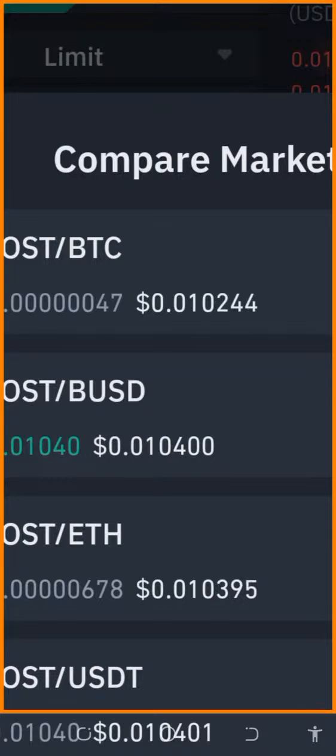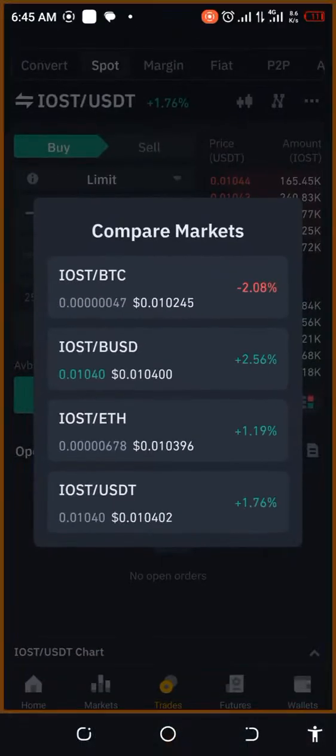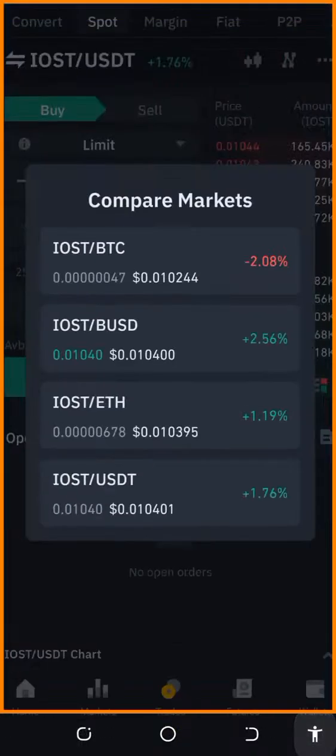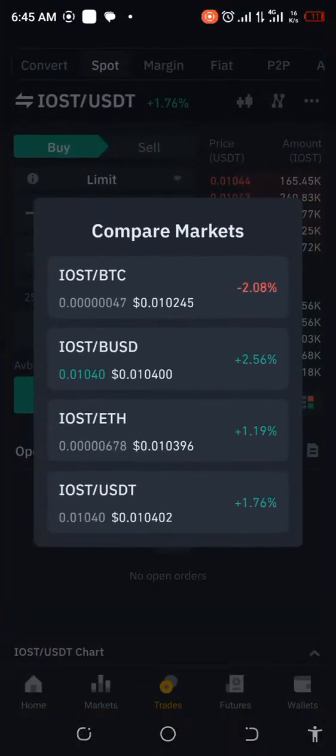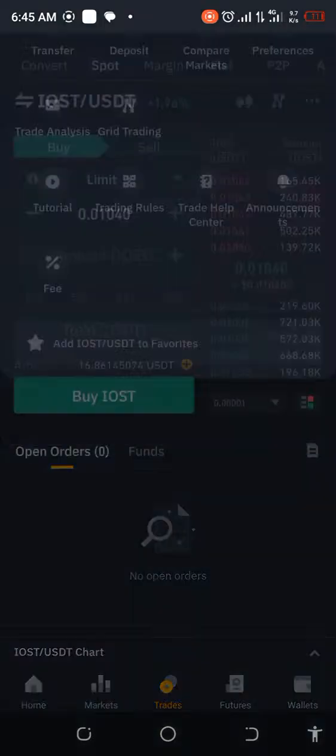It was supposed to be 0.0104, almost the same value as what we're doing now. At this point BTC went up a bit, and you can see here that USDT is now 0.0104. Now let's go back and see how much we bought IOST with USDT.